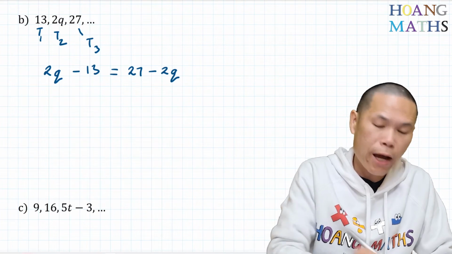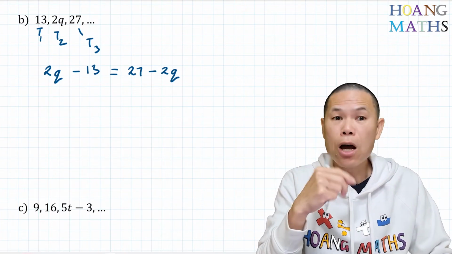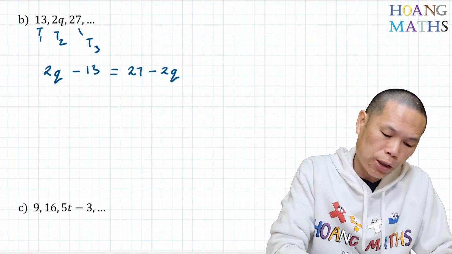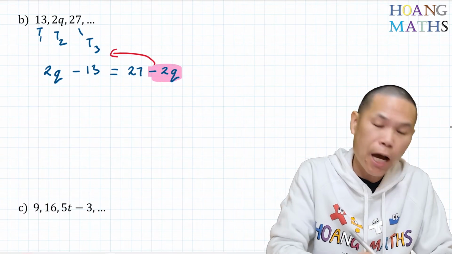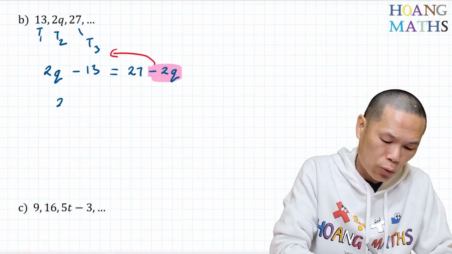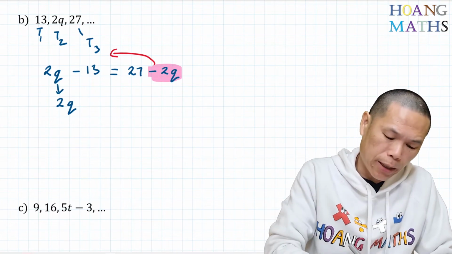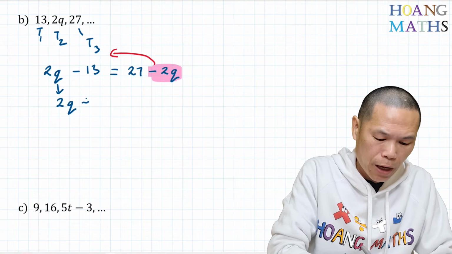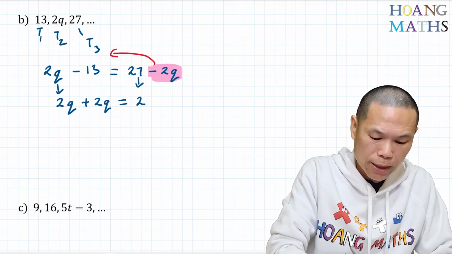Now, what I do is move q on one side and the number on the other side. So this 2q here, which I can move to that side, becomes positive. Let me write this down. So we have 2q, and this 2 here, I just write it down. And the negative 2q moves to this side and becomes plus 2q. And this 27, I write it down.